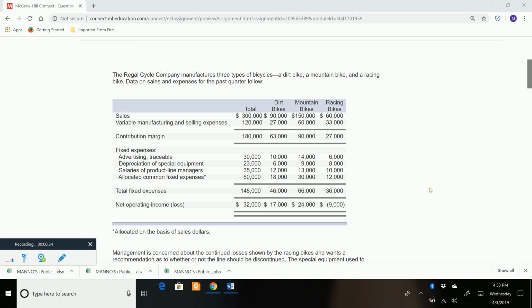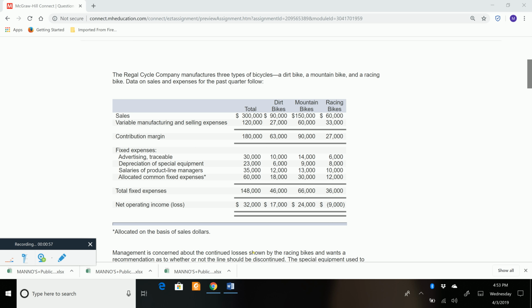So here we have an example. We have a Regal Cycle Company. They manufacture 3 types of bicycles. They have a dirt bike, a mountain bike, and a racing bike. And you can see all the data for the sales, the revenue, as well as the expenses for all 3 divisions and the total for the company.